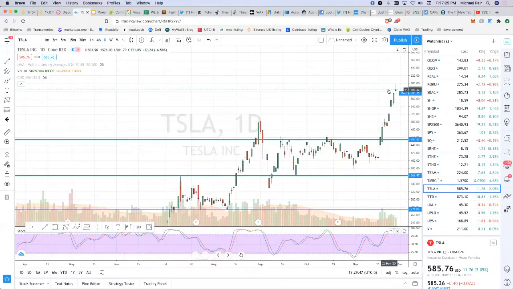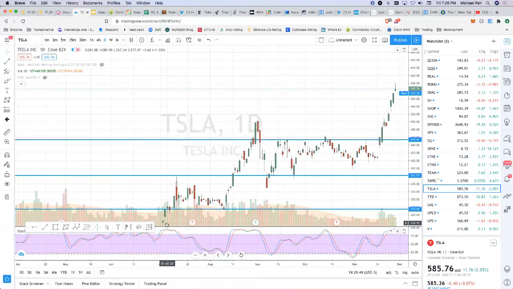Whereas if you were not in Tesla and you took the approach of saying, hey, I don't have enough money to buy a full share of Tesla, you could have missed out on this whole run because you didn't have $241 to buy in, and it went to 585. Whereas if you had bought fractional shares with your $100, that would have represented about 0.35 of a share.